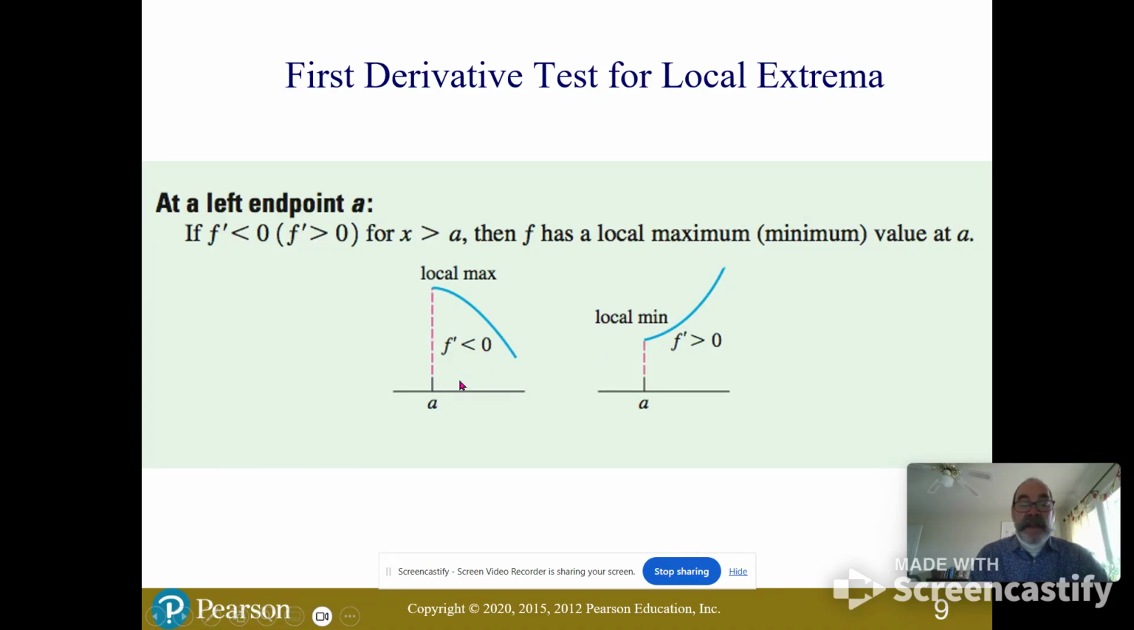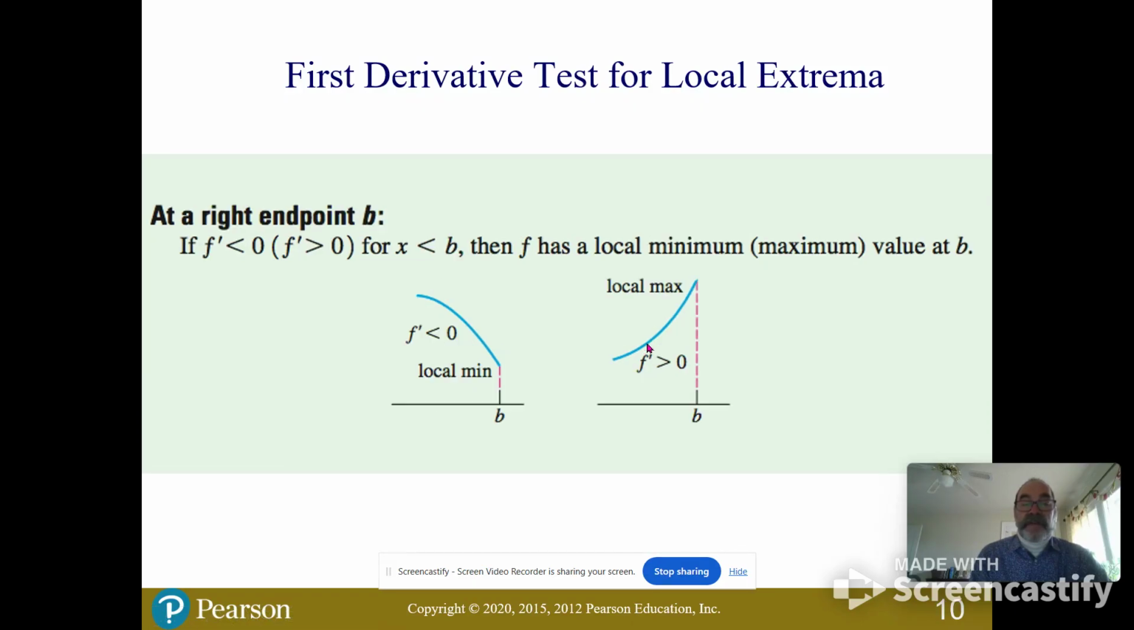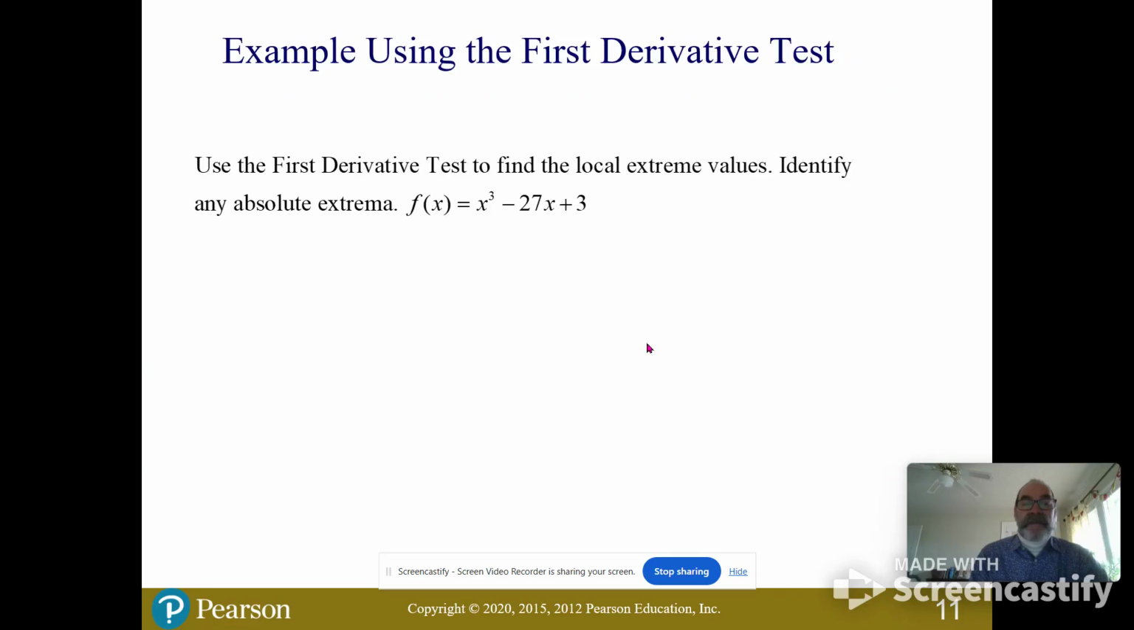Same thing here. If you're at A and to the right of that, your first derivative is less than 0 or negative, then you have a local max. Conversely, same thing if you have a local min. It's all dealing with the first derivative. Same thing if we've got mins. Not much difference there.